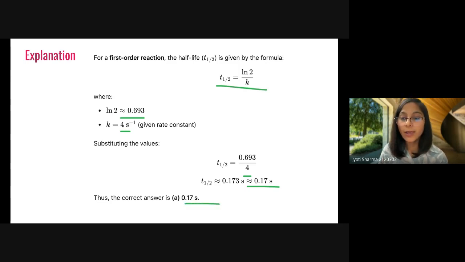So this is how, if this is the first order reaction, then this is the formula. But if it is a second order or zero order reaction, this formula will be changed. Okay, and I already have shared the formulas with you in my slides. So I think this is how you can solve your first assignment question using this formula.